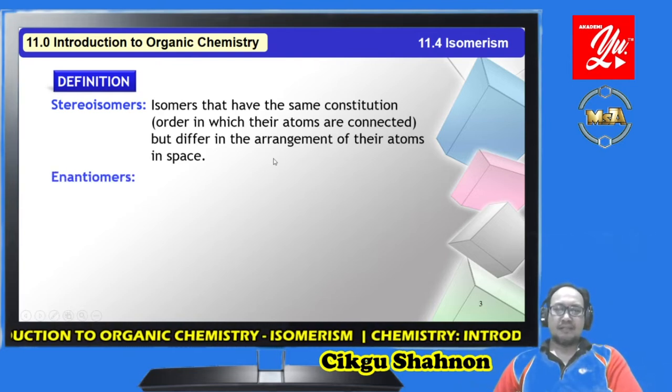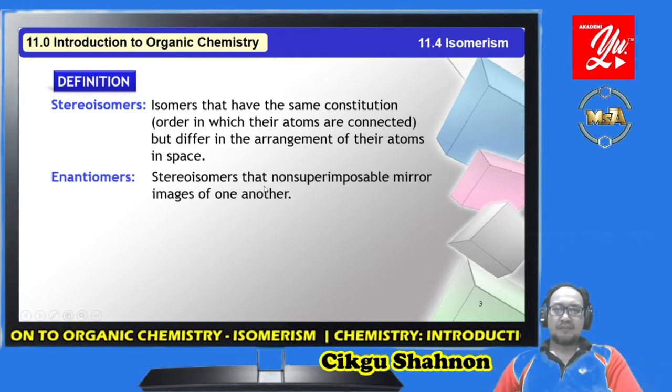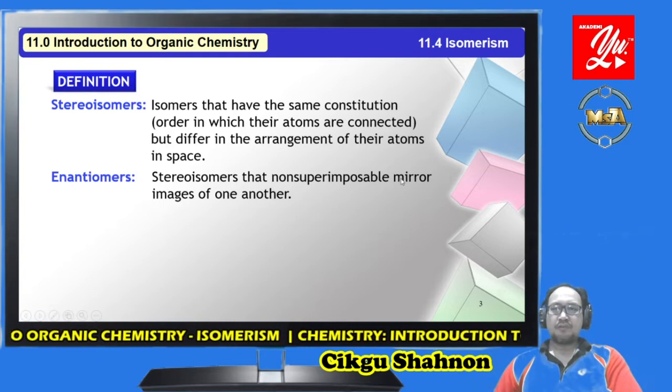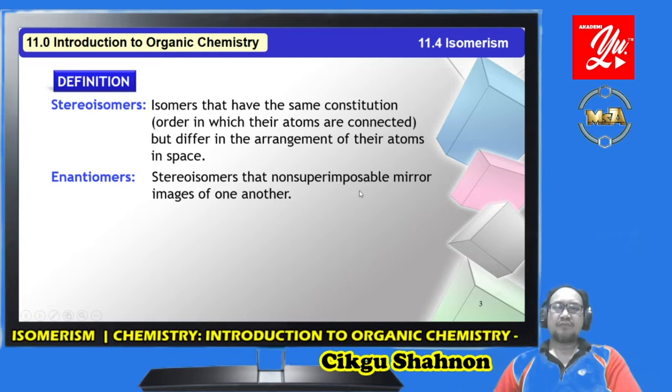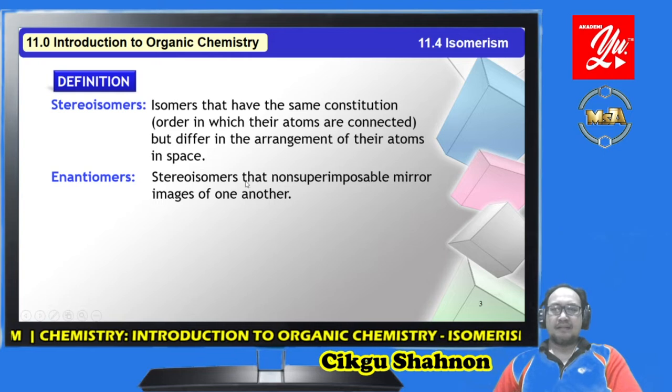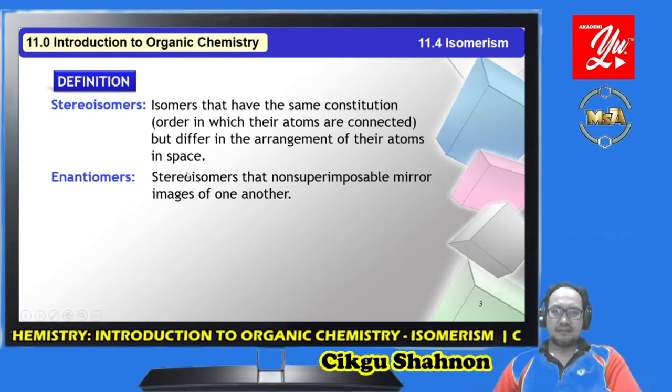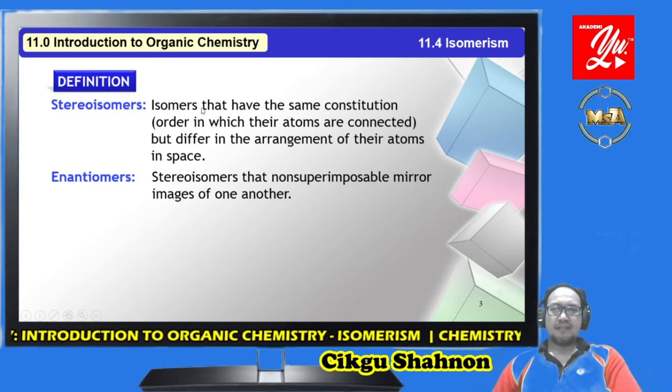Enantiomers. Okay, what is enantiomers? Stereoisomers that are non-superimposable mirror images of one another. That means kita sambung daripada definition ini, and then that non-superimposable. Okay, so we make it shorter, so we just use stereoisomers. Okay, stereoisomers ni dia lah, panjang ni.